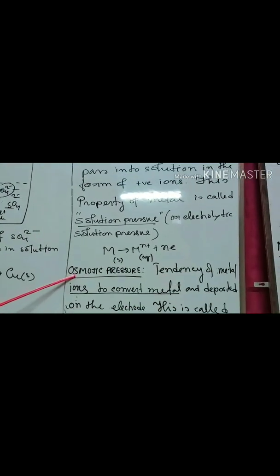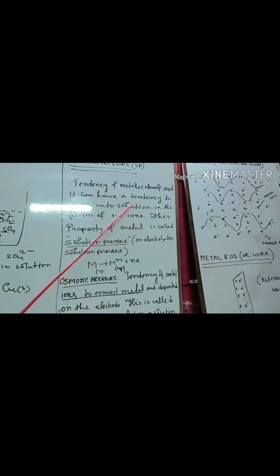Now, when this metal is immersed in an electrolytic solution, two types of forces arise: one is solution pressure, another is osmotic pressure. Solution pressure is the tendency of metallic elements and hydrogen to pass into solution in the form of positive ions. This property of metal is called solution pressure or electrolytic solution pressure.